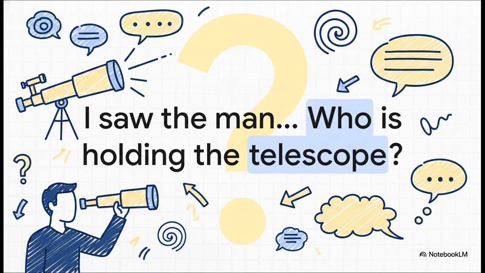Just take a look at the sentence. I saw the man with the telescope. Now, when you read that, who exactly is holding the telescope? Like, are you looking through it, or is the guy you're looking at holding it in his hands? It feels like a super simple statement, right? But your brain immediately has to make a choice about what it actually means.